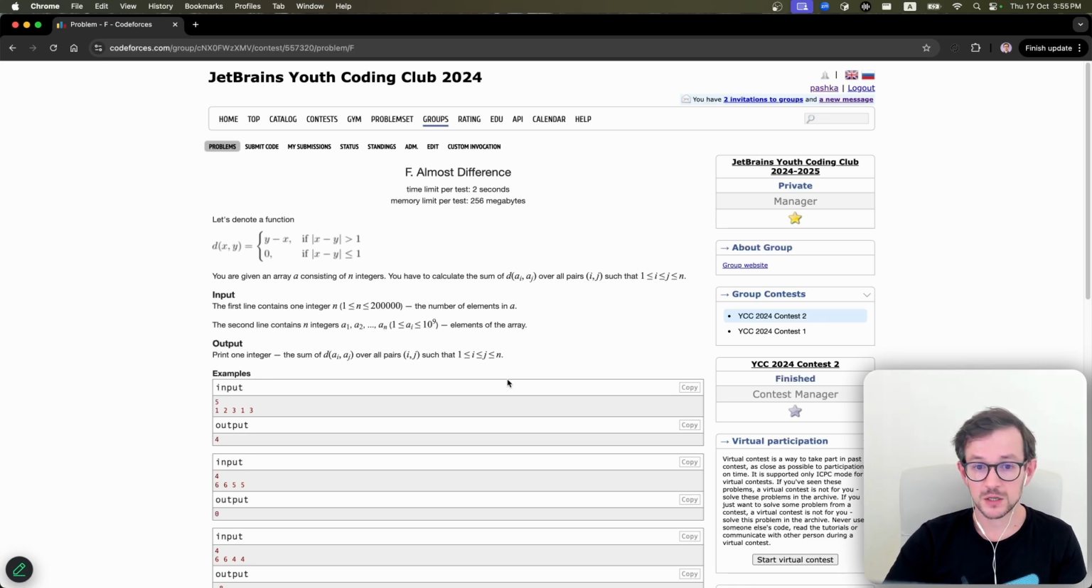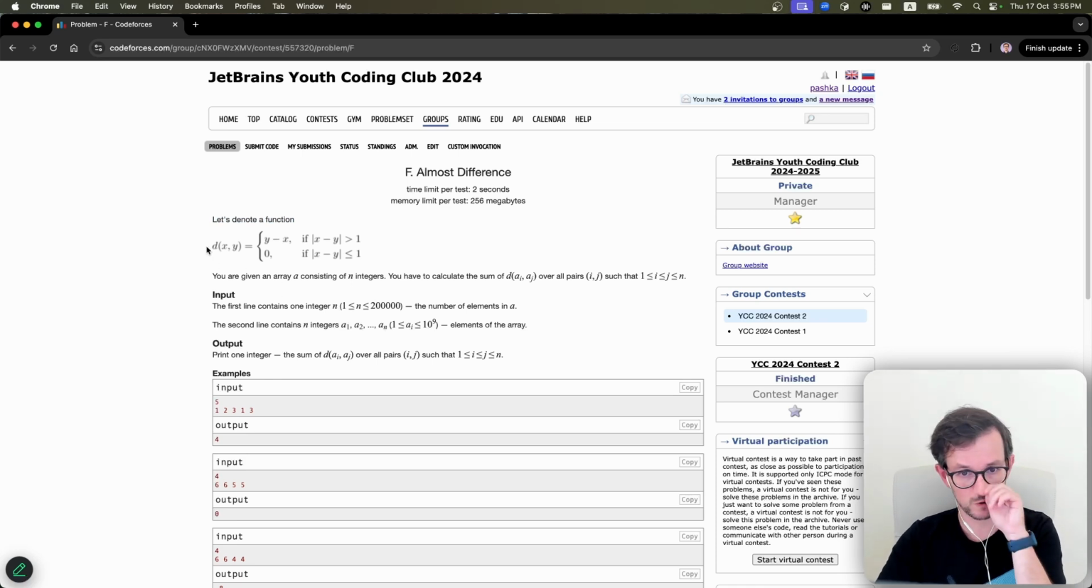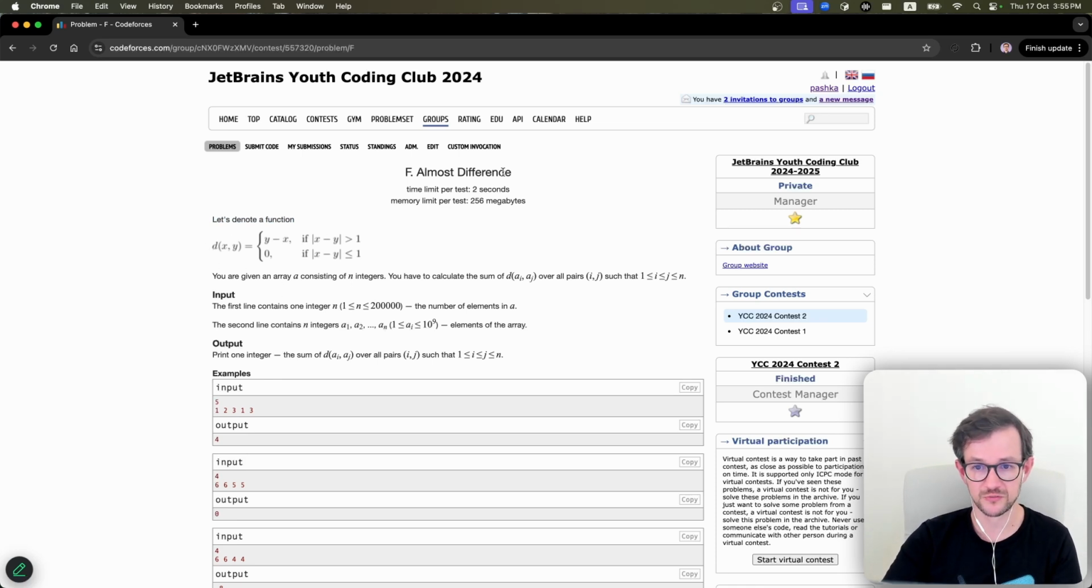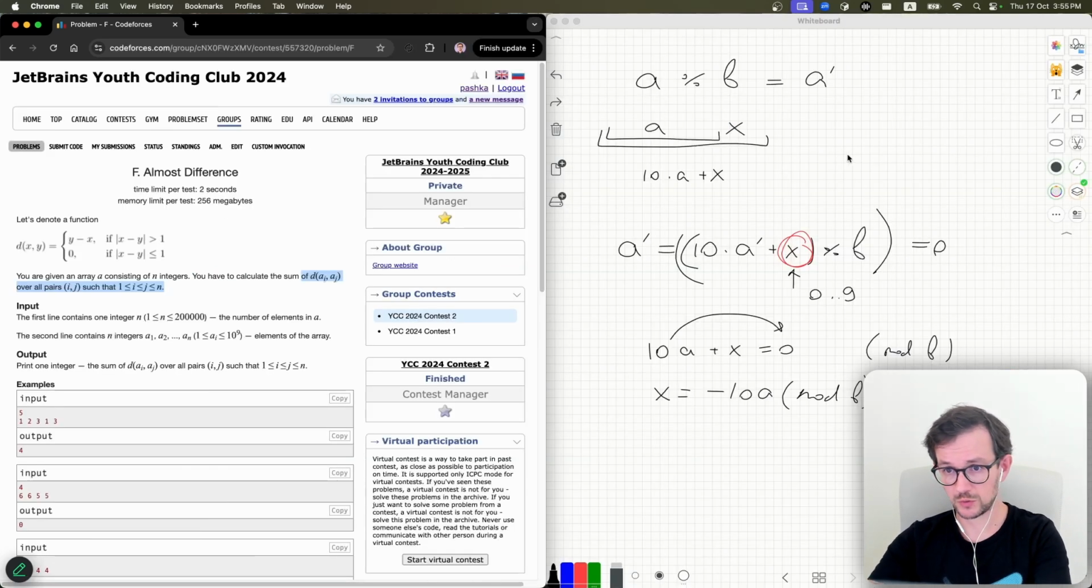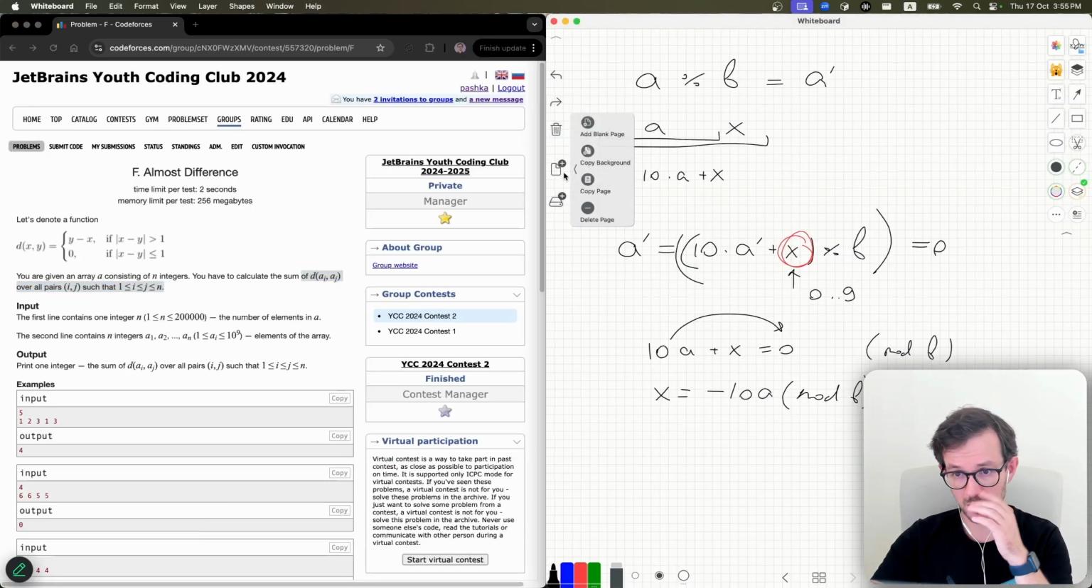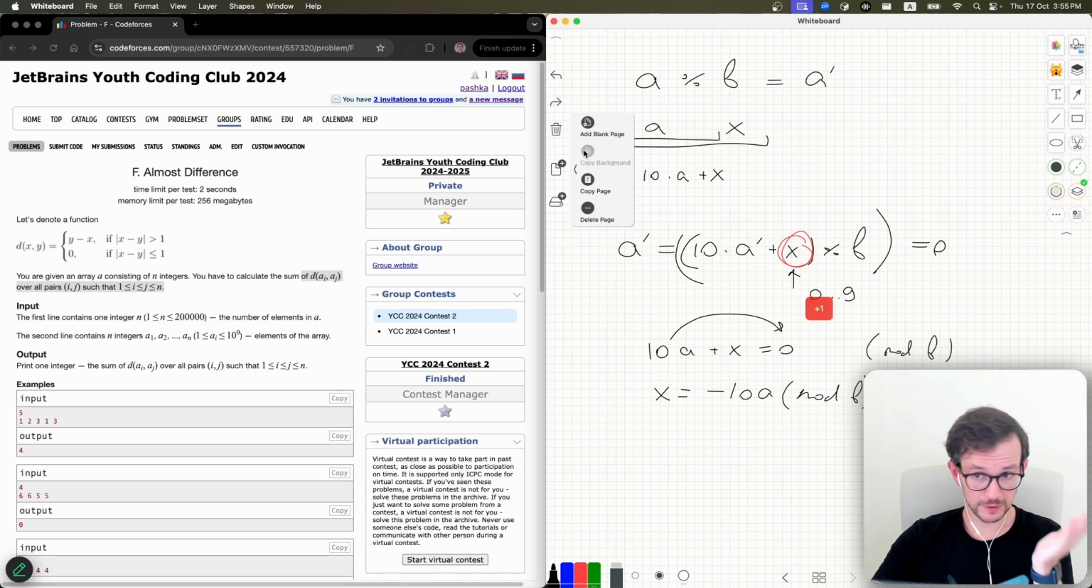Okay. So what happened in this problem? I need to calculate this sum for all numbers. I have this strange looking distance. It's almost different, so it's the difference for all numbers except if numbers are close. If numbers are close, then the difference is 0. And you just need to calculate the sum of all this for all points. Okay, so first thing, what do you think? So if you never saw this problem before, let's talk about this now.